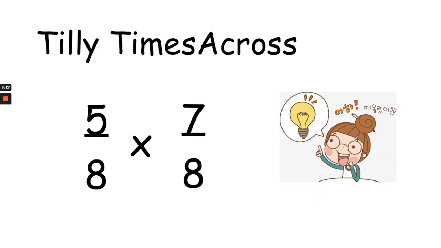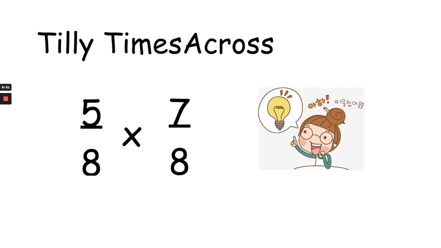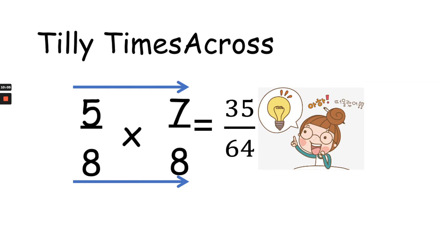All right, moving on to Tilly times across now. We're going to multiply 5/8 by 7/8. Pause the video, off you go. Okay, let's see how we got on. Tilly times is across. She multiplies the numerators and then she multiplies the denominators. 5 times 7 and then 8 times 8 to give me 35/64.